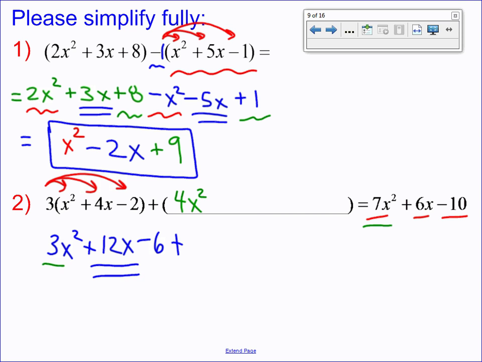Well, for our x terms, we have 12x, but we end up with 6x. So how do we get from 12x to 6x? Well, we must have had a -6x term in that second polynomial, because now 12x minus 6x equals positive 6x in my final answer. Lastly, we've got our -6, and we need to end up with -10. So from -6 I must subtract another 4 in order to get to -10. Now we've got 3x squared plus 4x squared equals 7x squared, check. 12x minus 6x equals positive 6x, and lastly, -6 minus 4 equals -10. So we found the missing polynomial. Great.